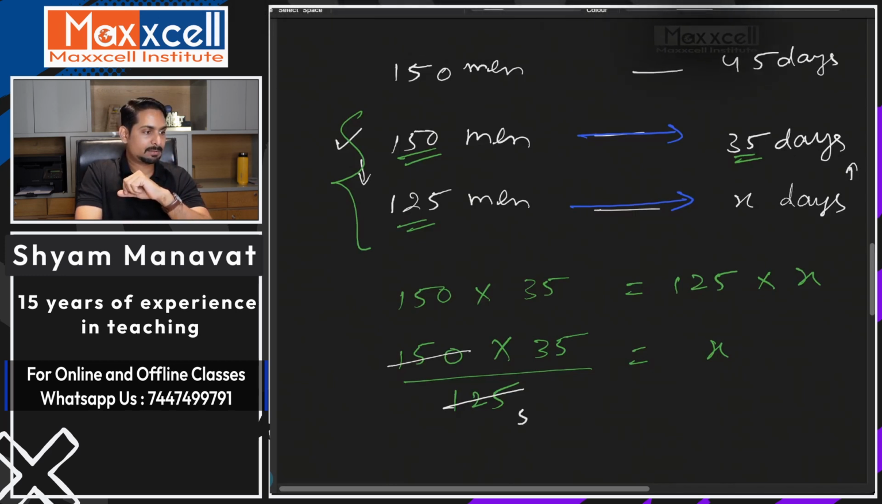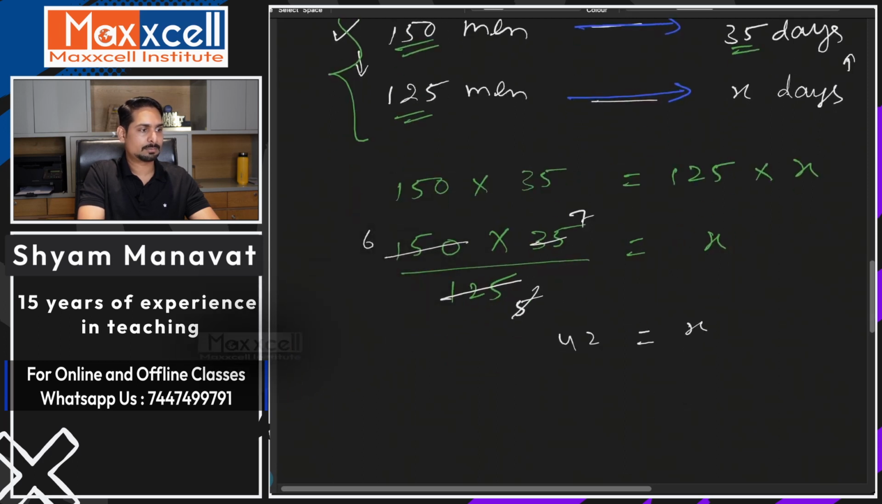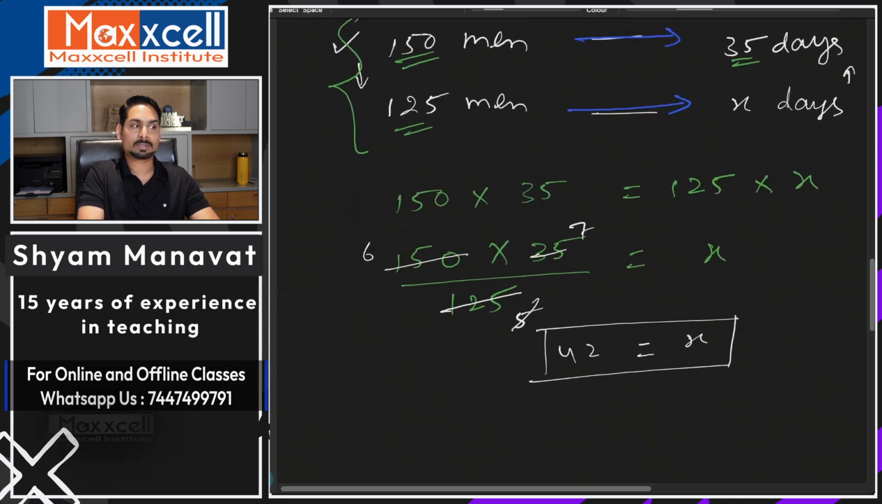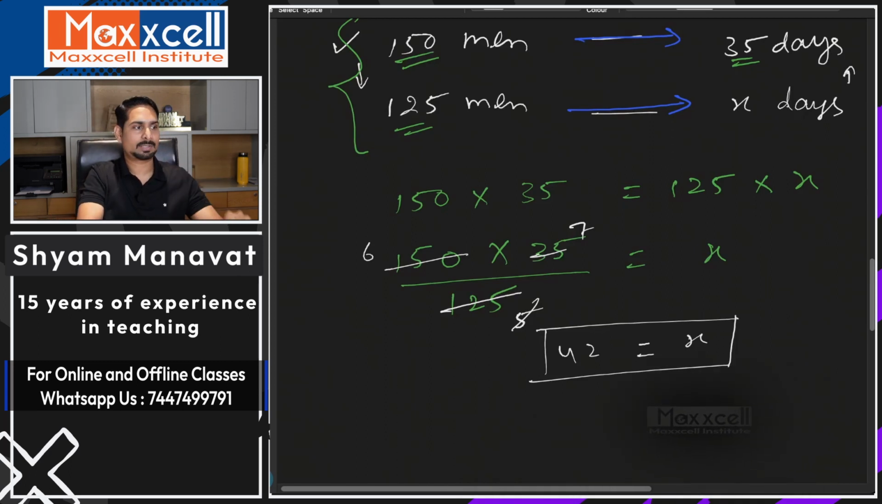Okay, 25 5s are 125, and 25 6s are 150, 5 7s are 35, and 7 6s are 42. So X is 42. What does it mean? When 25 people left after 10 days, then the remaining food for remaining number of people, it will last for 42 days. That's your answer.